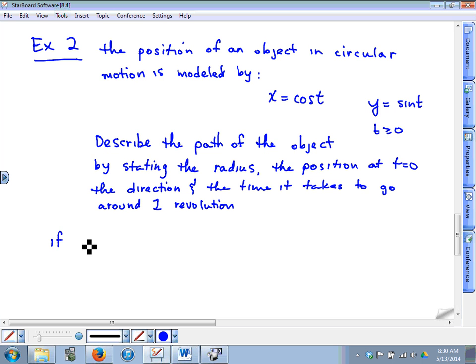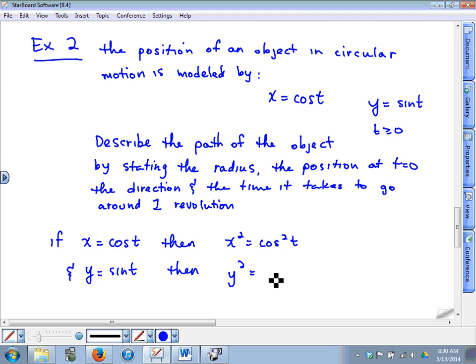So here we go. If x equals cosine of t, then would you guys agree that x squared equals cosine squared of t? Just square both sides, right? And if y equals sine of t, then what can we conclude? Y squared equals sine squared of t. Okay. Now I want you guys to think for just a moment. Where are we going with this?